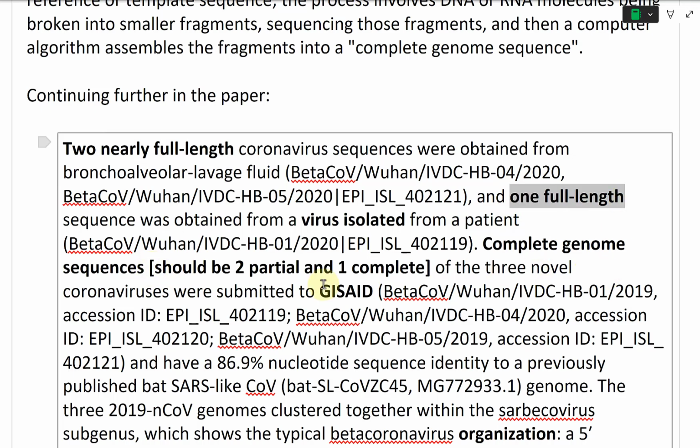Then it says complete genome sequences should be 2 and not complete sequences of the 3 novel coronaviruses were submitted to GISAID, and it's this one right here they sent, 402119, that's this one. And they sent this one, and there's the other one here, 40212. No, actually that's a different ID. So this one right here, let's see where this one is. Yeah, this one here. So 40212. That's 2121. That's this one. There's a 20. They don't have that one there. Where's this one? This one right here is this. And going further, yeah, this one right here is the 22.